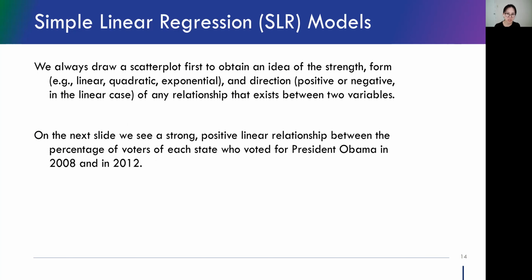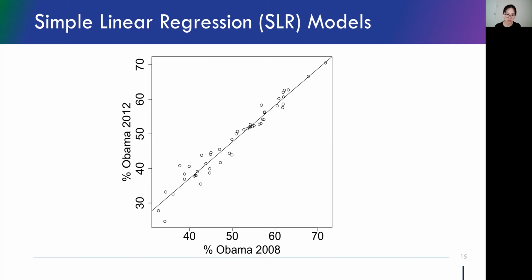Well, for this simple linear regression model, we always draw a scatter plot first just to get an idea of the strength, the form, and the direction of the relationship between two variables. And on the next slide, you will see a very clear pattern between x and y. And here, the variables we are considering are the percentage of voters for each state who voted for President Obama in 2008 and 2012. Let's look at this plot.